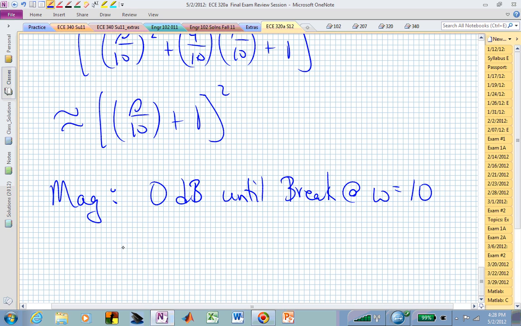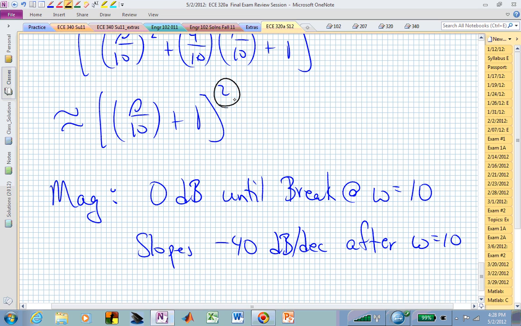And then it slopes at minus 40 dB per decade after that break. And it's going 40 dB per decade because of that 2. And it's in the denominator. That was a pole factor. That gives us the negative angle.